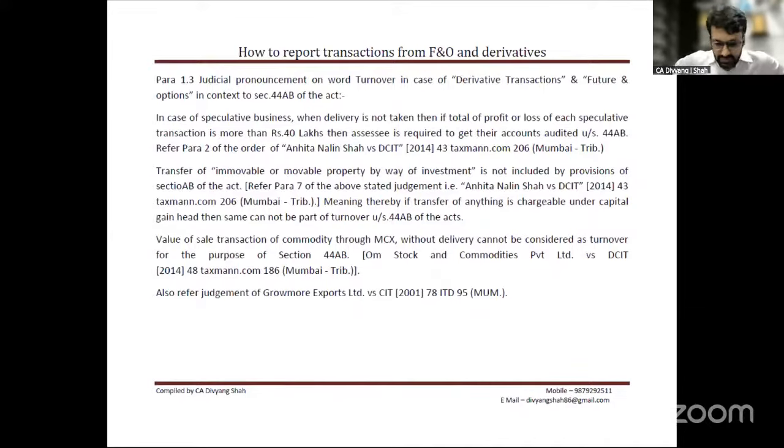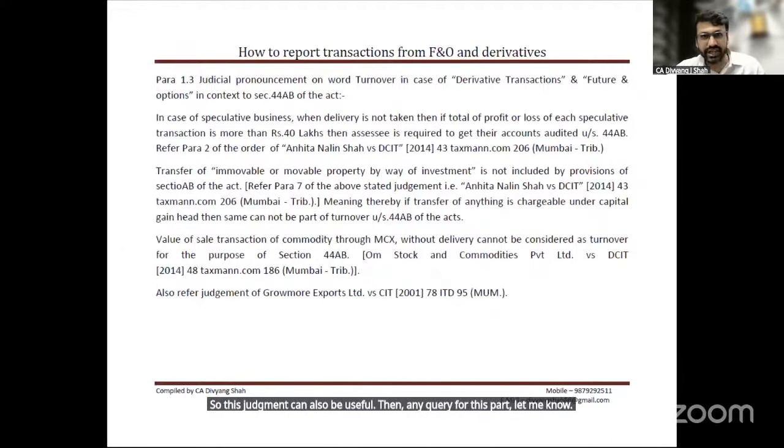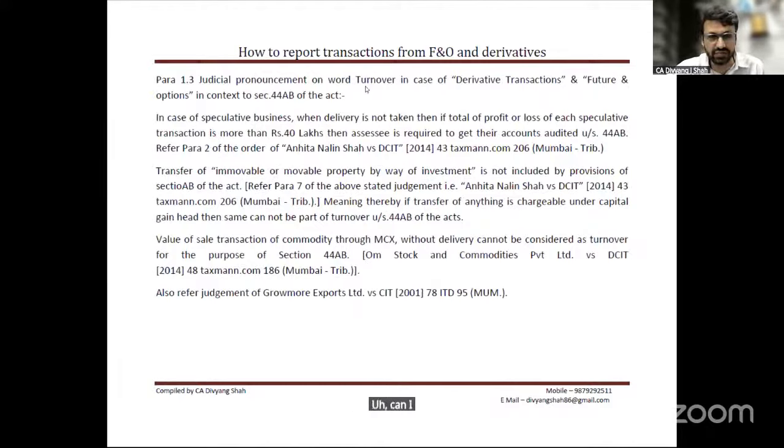Any query on this part, let me know in the chat box. Can I take the queries in the middle of the session? Is that fine? Because that will be more relevant as I'm changing the topic. Okay, fine. Before I take up this query, let me move to one more slide.